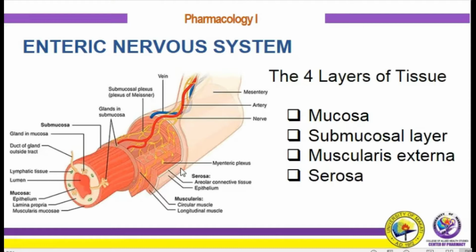So balikan natin yung two components ng enteric nervous system. And unahin natin ang mesenteric plexus. So the mesenteric plexus is located at the outer plexus lying between the longitudinal and circular muscle layers. Sa mesenteric plexus ay nasa pagitan ng circular muscle layer at longitudinal muscle layer. So ito siya, yung tinuturo ng arrow.